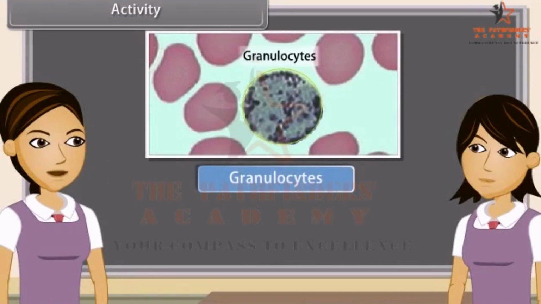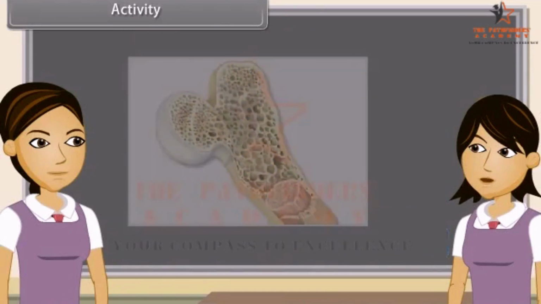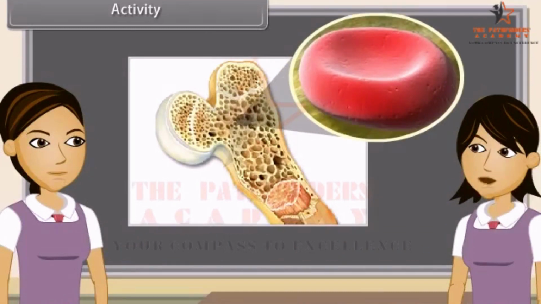They are of 3 types: neutrophils, acidophils, and basophils. Blood platelets are minute, anucleated, fragile fragments of giant bone marrow cells called megakaryocytes.